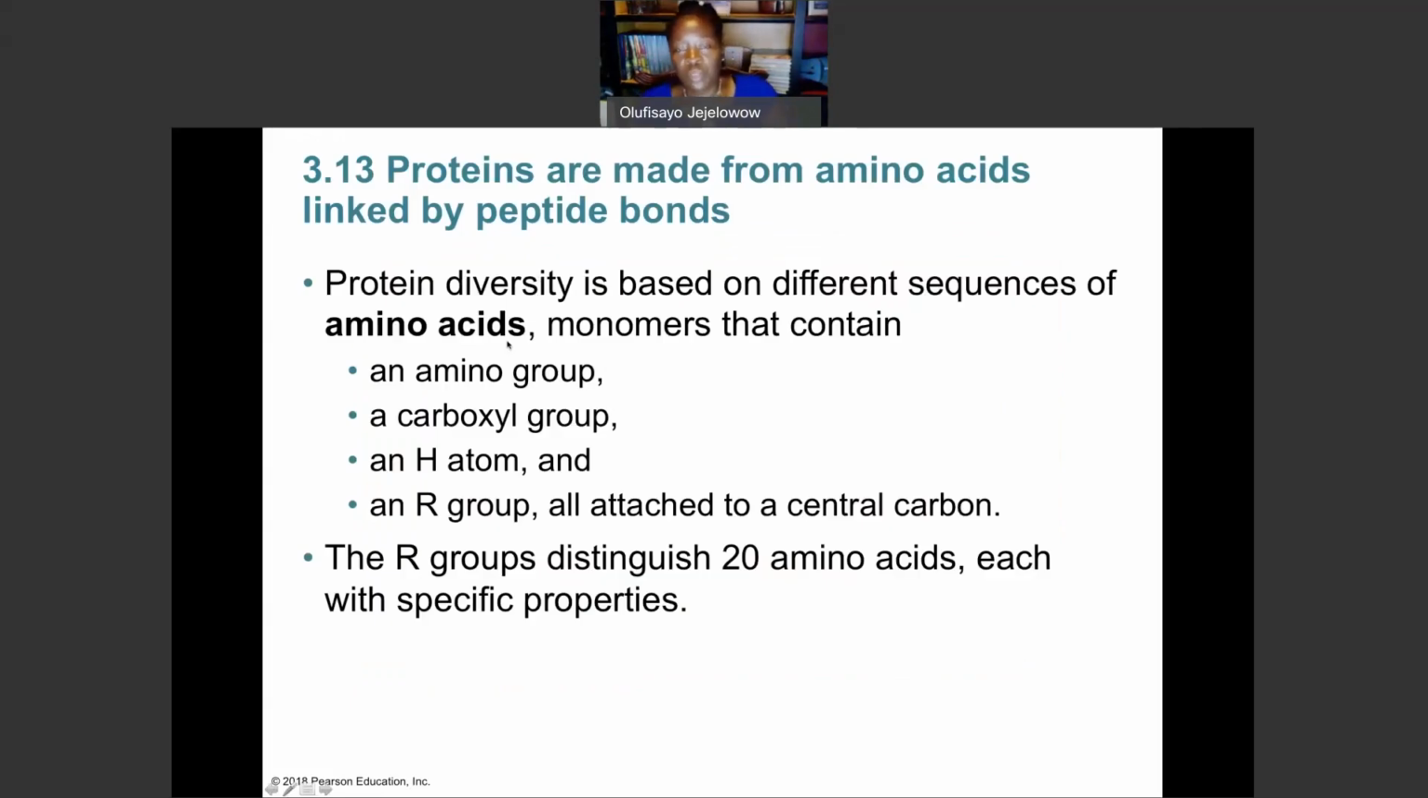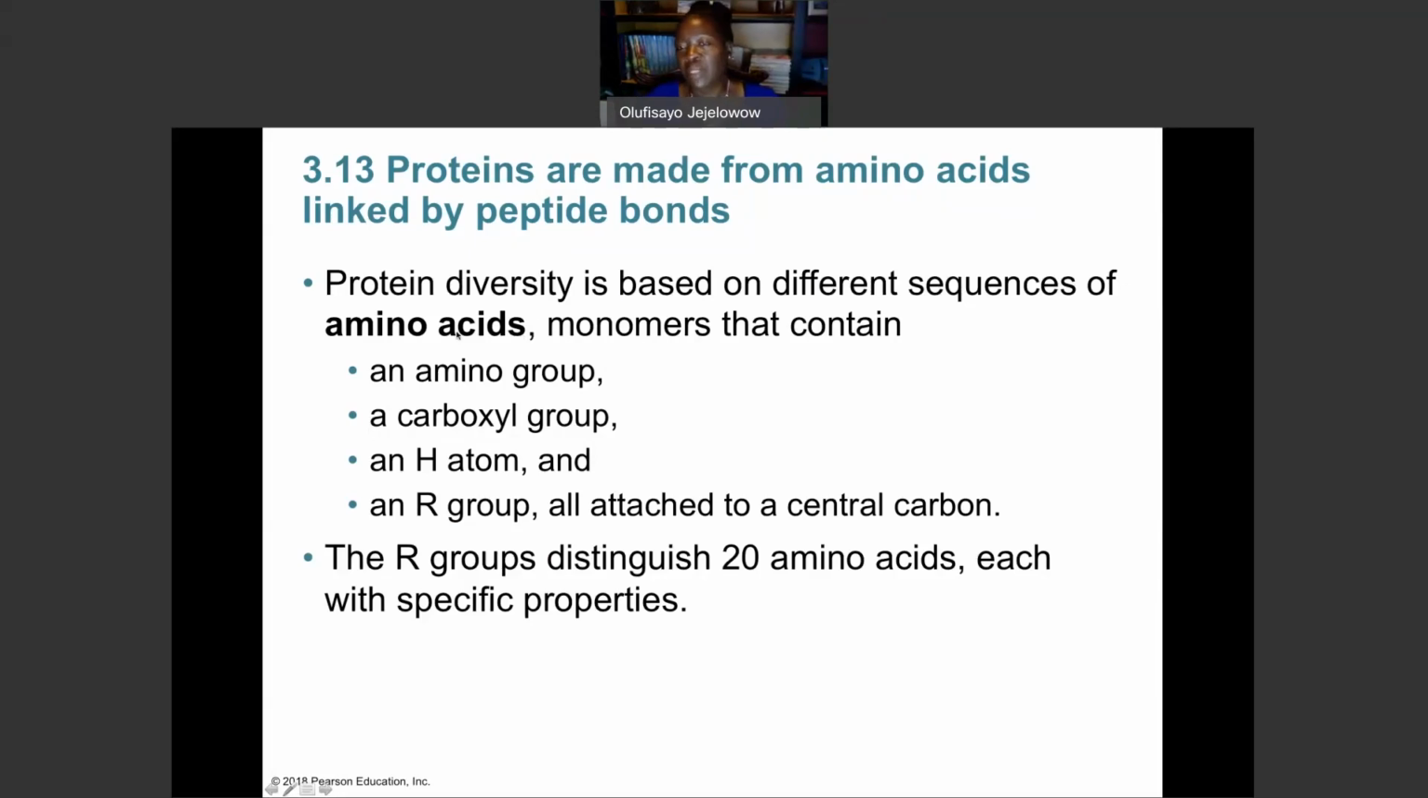So the building blocks for proteins are amino acids, and when two amino acids bind together by dehydration synthesis, they form peptide bonds. Two amino acids form a dipeptide, three form a tripeptide, and then we have polypeptides. Protein diversity is based on the different sequences of the amino acids that are the monomers that they contain.